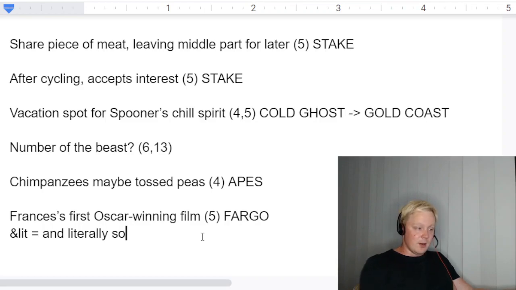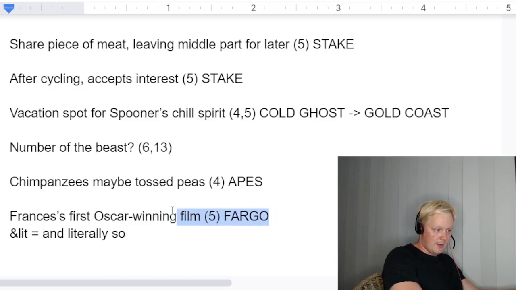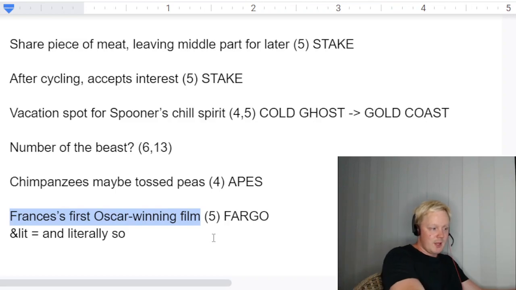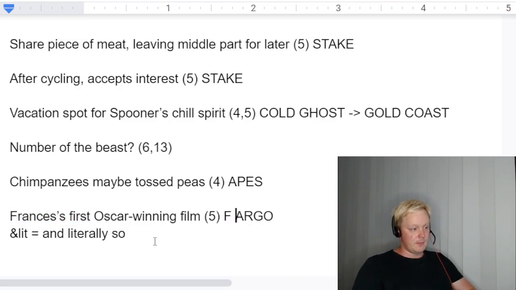But in order for this to make sense as a cryptic clue, you also need this to be read as a wordplay. So how is this wordplay for Fargo? Francis's first is F, this F here, and Argo is an Oscar-winning film by Ben Affleck, Argo. So you put F and Argo together, you get Fargo. So that's the wordplay.